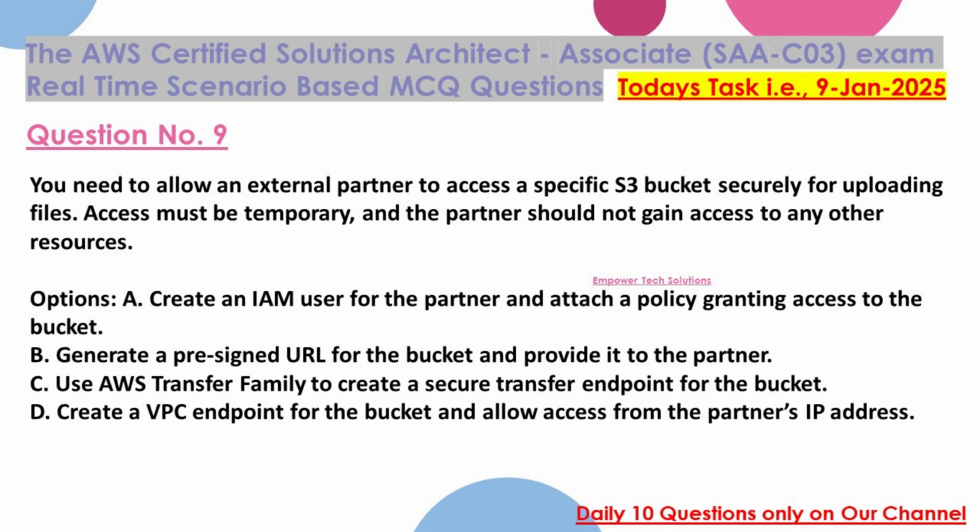Options: A. Create an IAM user for the partner and attach a policy granting access to the bucket. B. Generate a pre-signed URL for the bucket and provide it to the partner. C. Use AWS Transfer Family to create a secure transfer endpoint for the bucket. D. Create a VPC endpoint for the bucket and allow access from the partner's IP address.